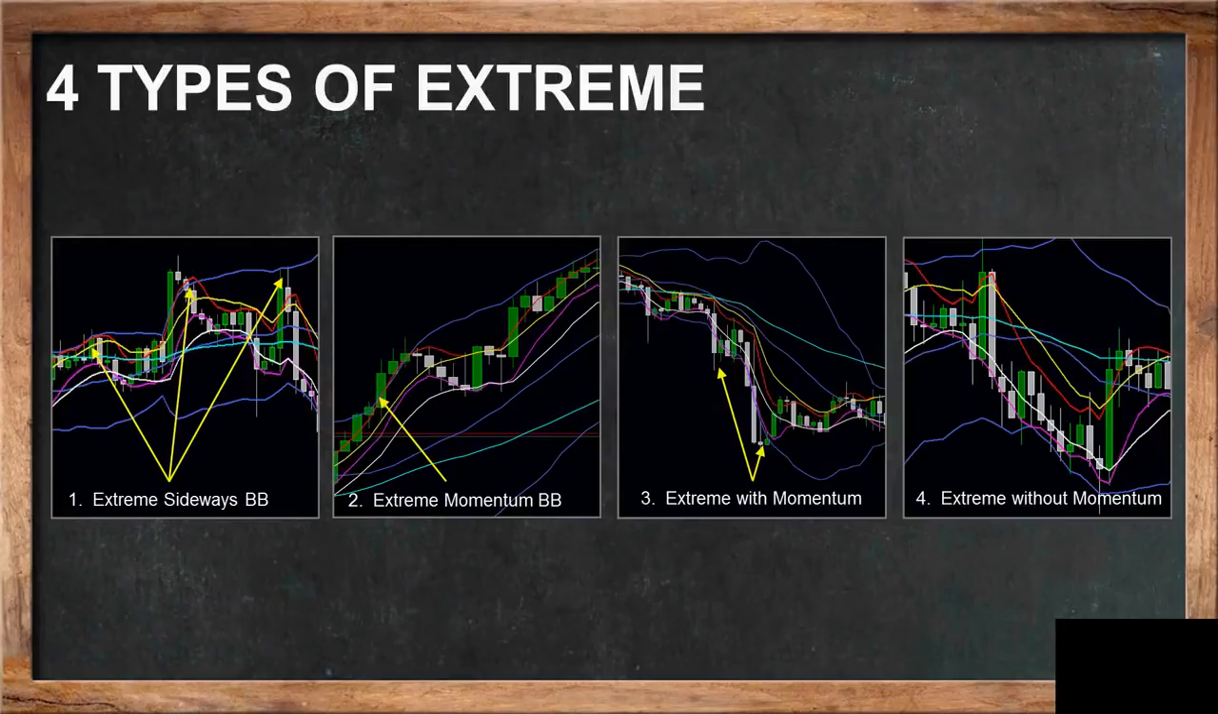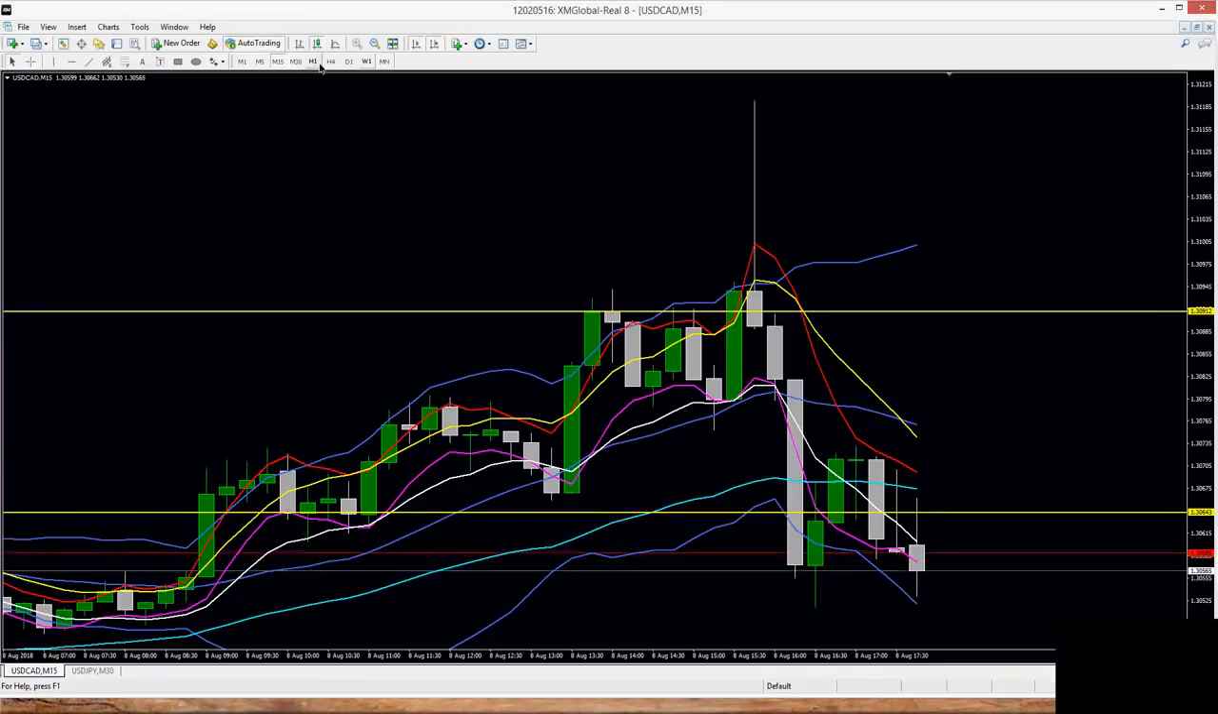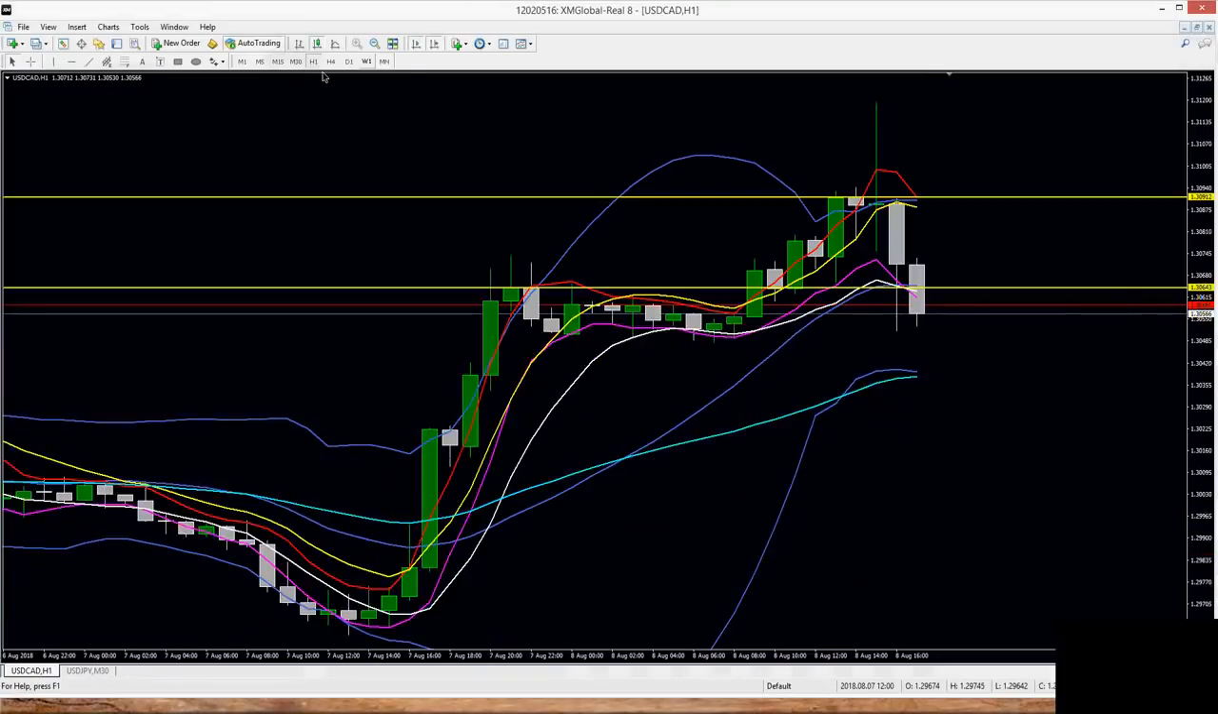In BBMA, O'Malley has identified that there are 4 different types of extremes. Obviously the extremes during sideways Bollinger band. The other one is extremes during momentum BB. The third one is extremes with momentum. And the fourth one is extremes with momentum. For beginners, I would highly suggest that you just focus on these 2 particular types of extremes.